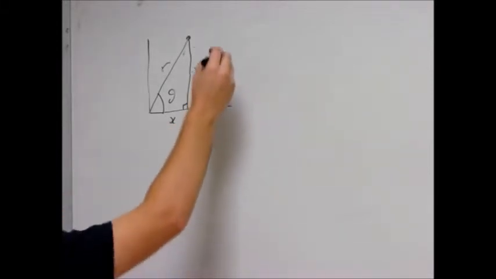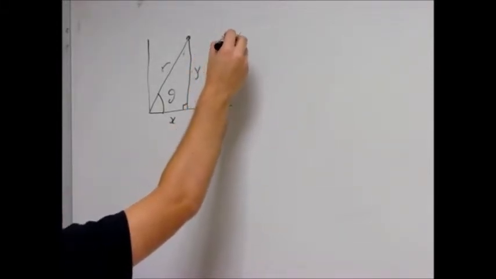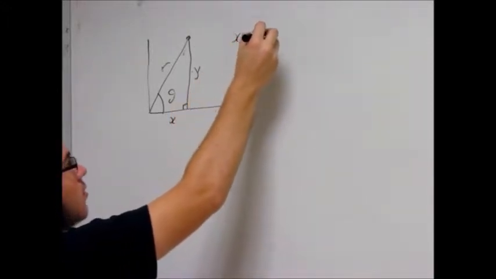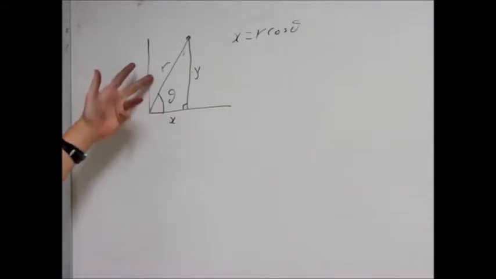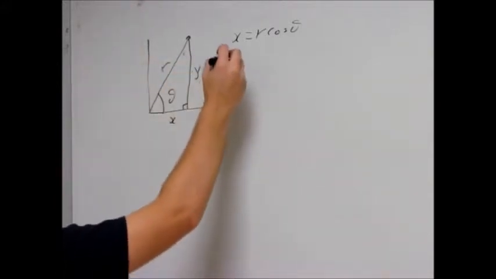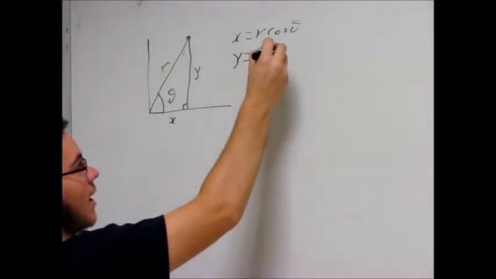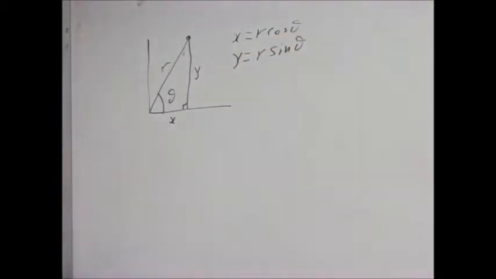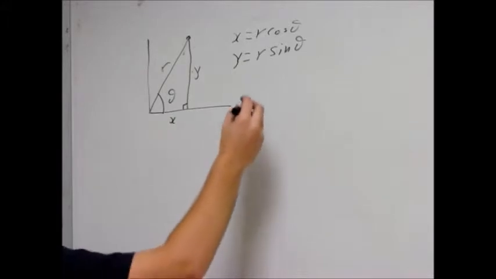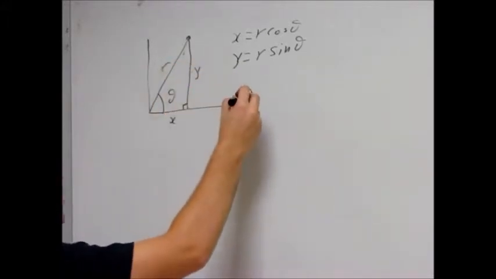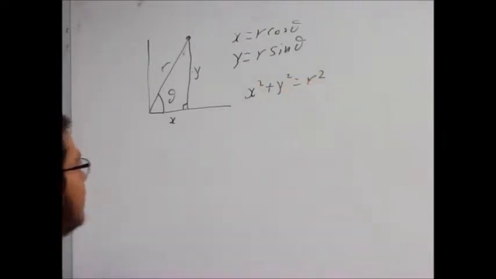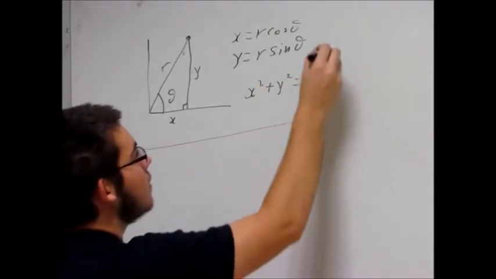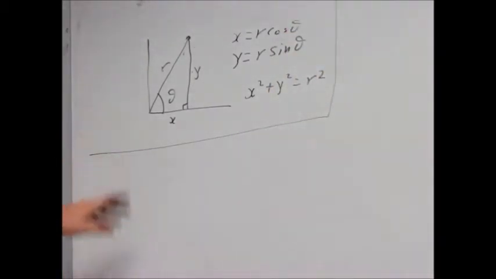You have here that x is r cosine theta, and you can see that because the cosine is x over r. So x equals r cosine theta, and similarly y is r sine theta. Those are pretty important things to remember, as well as the Pythagorean theorem: x squared plus y squared equals r squared.